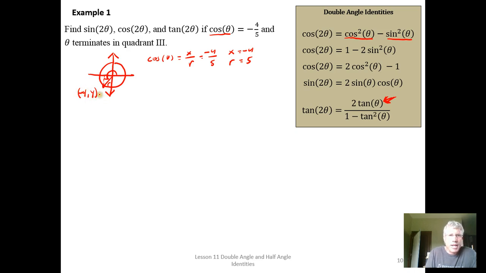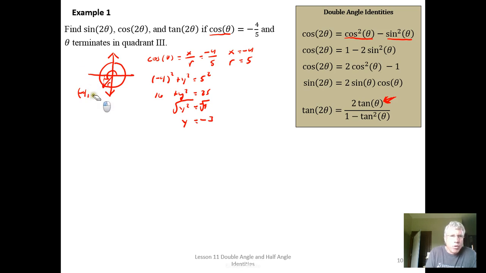And what we do is use the Pythagorean Theorem to calculate y. So we recognize that -4 squared plus y squared has to equal the radius squared by the Pythagorean Theorem. So we get 16 plus y squared equals 25. Subtract the 16 from both sides, we get y squared is 9. And then we take the square root of both sides, but this time we need the negative square root because in quadrant 3 the y-coordinate is a negative value.